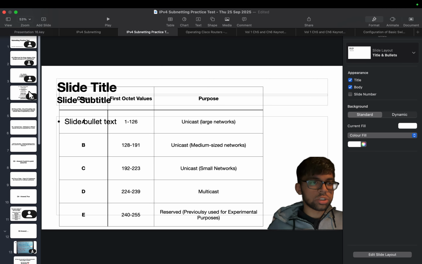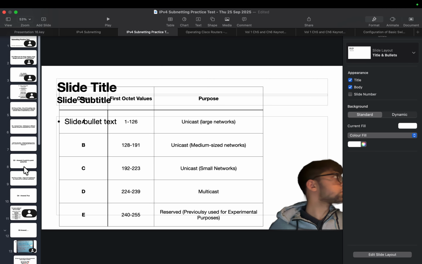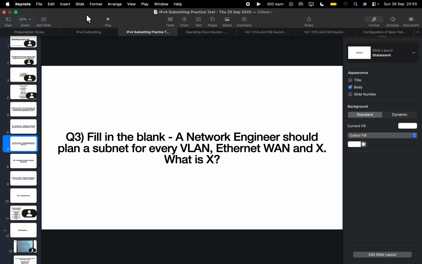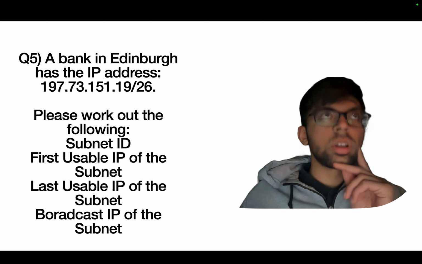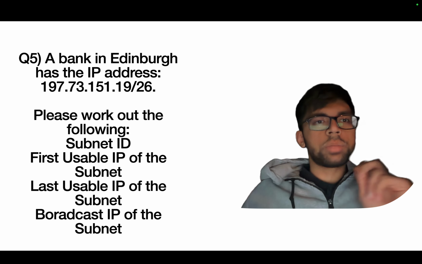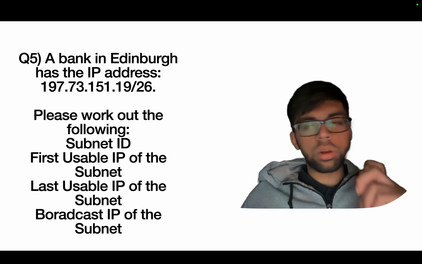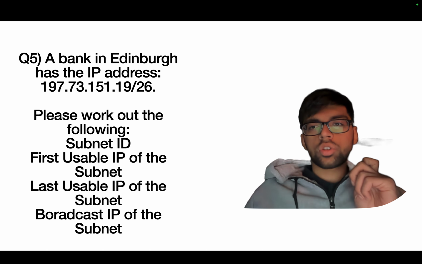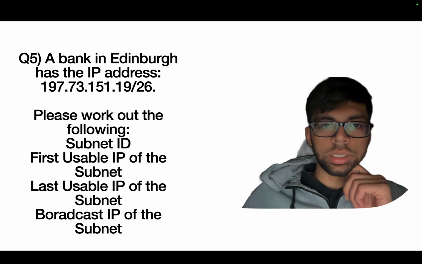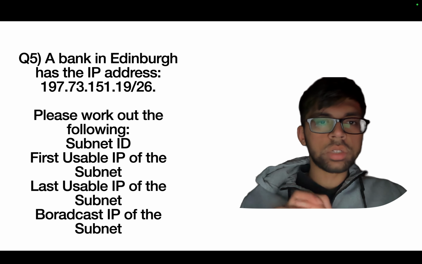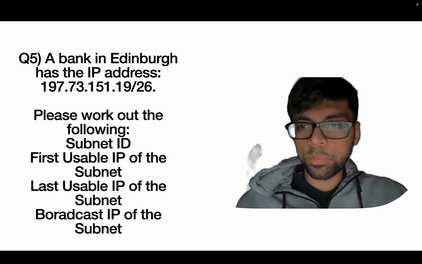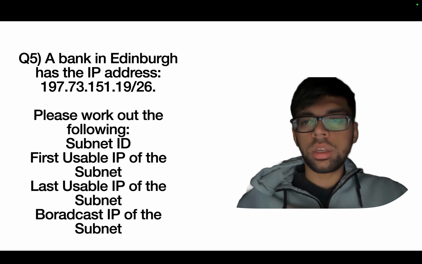So let's get into the final question here. The final question is, a bank in Edinburgh has the IP address 197.73.151.19, subnet mask of /26. So 197.73.151.19, okay, that's one of the IP addresses.